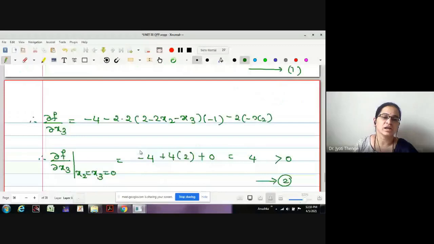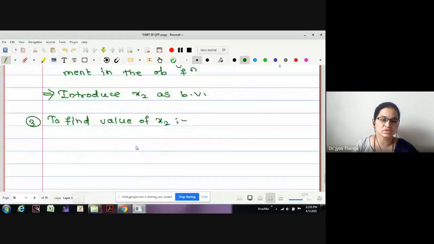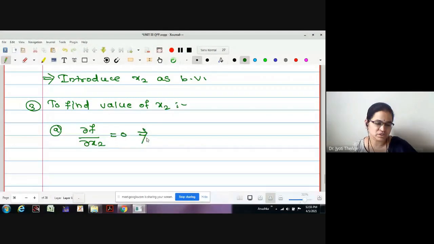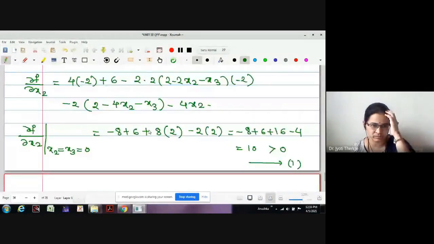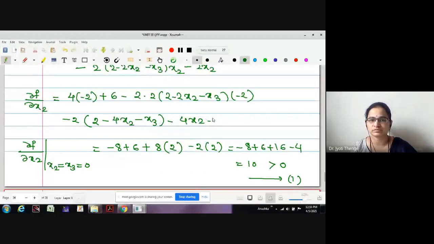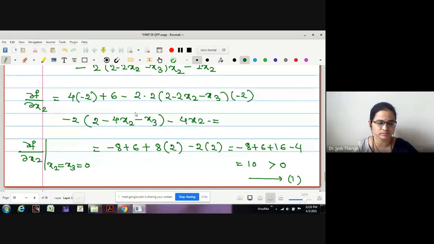Therefore here, let me use the first aspect. To find the value of x2, what will I do? I will put dou f by dou x2 equal to 0. How much is dou f by dou x2 we have obtained? We have not simplified it, no? We can simplify here also. Simplify and tell me how much is the value.